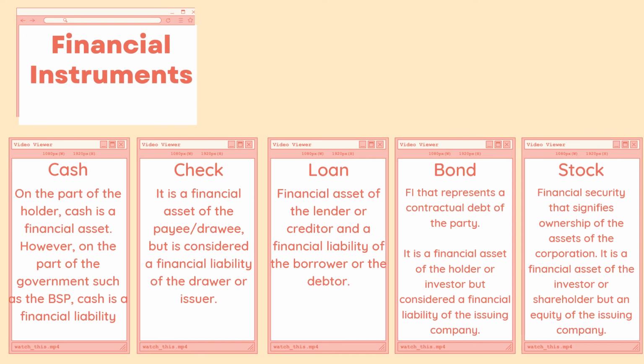Second, check. Check is a financial asset of the payee, but is considered a financial liability of the drawer or issuer. Loan is a financial asset of the lender or creditor, and a financial liability of the borrower or the debtor. Next, bond. Bond is a financial asset of the holder or investor but considered a financial liability of the issuing company. Last is stock. It is a financial asset of the investor or shareholder but an equity of the issuing company.